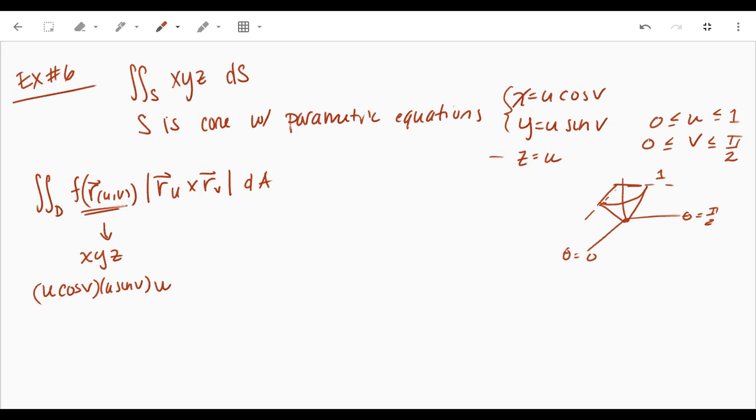RU cross RV. Well, RU is... hold on a second.